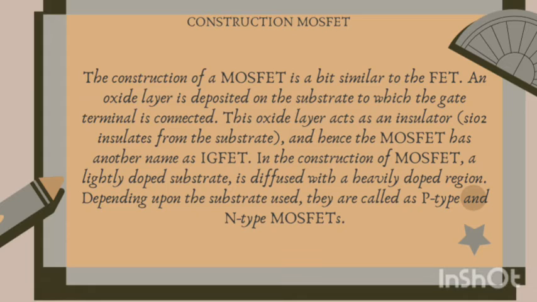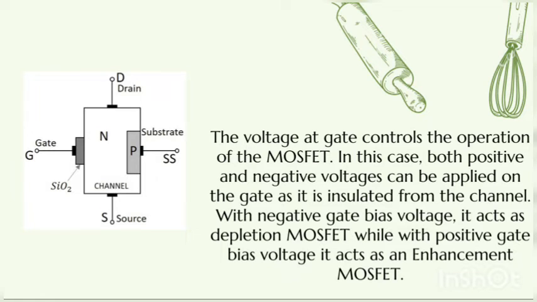Depending upon the substrate used, they are called P-type and N-type MOSFET. The voltage at the gate controls the operation of the MOSFET. In this case, both positive and negative voltage can be applied on the gate as it is insulated from the channel. With negative gate bias voltage it acts as a depletion MOSFET, while with positive gate bias voltage it acts as an enhancement MOSFET. On the left side, we will see the structure of the MOSFET. They have a drain, gate, source, and substrate.